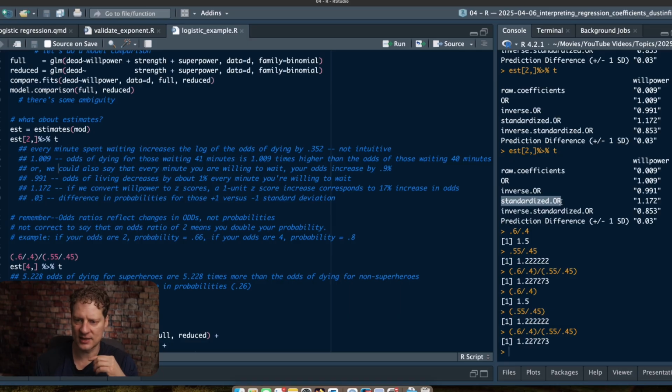And then we get the same thing with inverse standardized odds ratio. Now it's talking about the odds of living instead of the odds of dying. And the last one, prediction difference. That was my earlier attempt to make more sense of this. It's not talking about odds anymore.